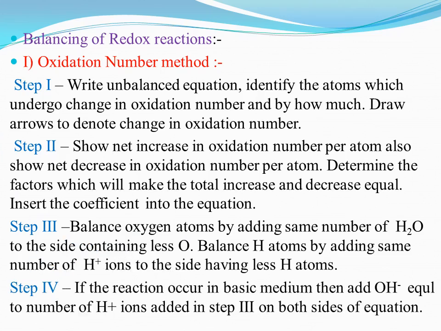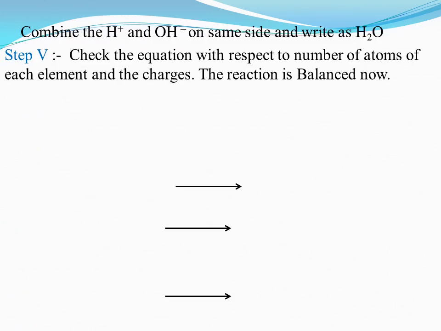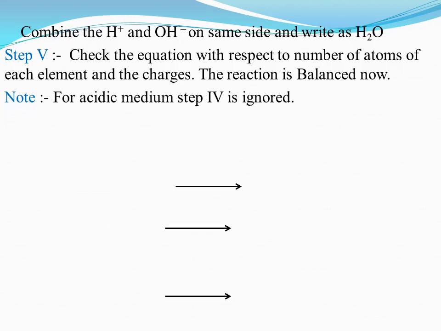Step 4. If the reaction occurs in basic medium, then add OH- equal to number of H+ ions added in step 3 on both sides of equation. Combine the H+ and OH- on the same side and write as H2O. Step 5. Check the equation with respect to number of atoms of each element and the charges. The reaction is balanced now. Note: for acidic medium, step 4 is ignored.